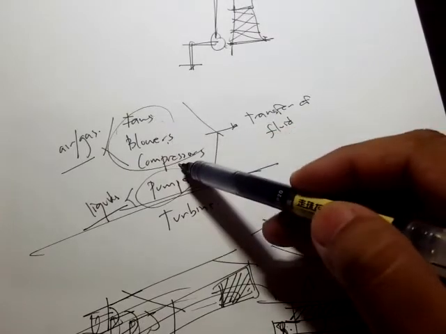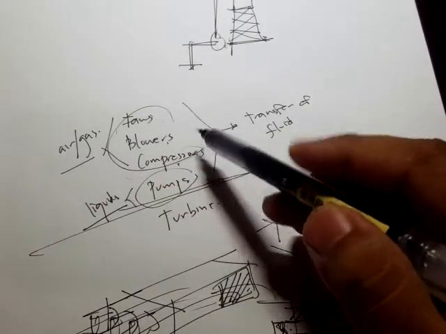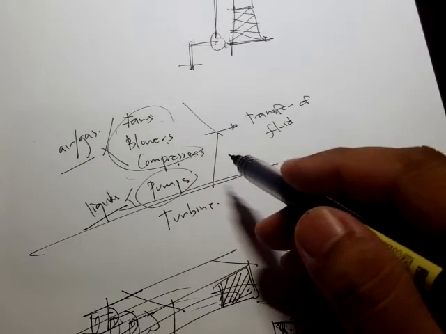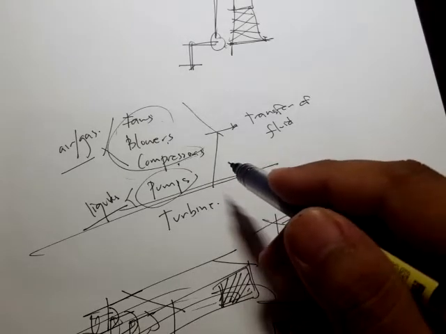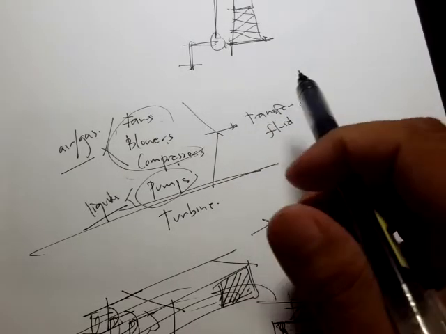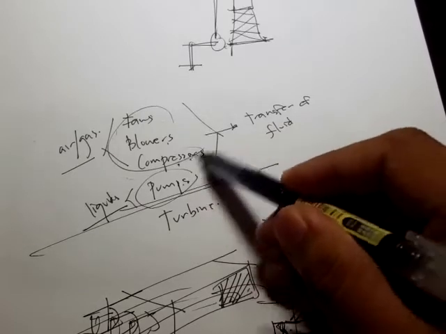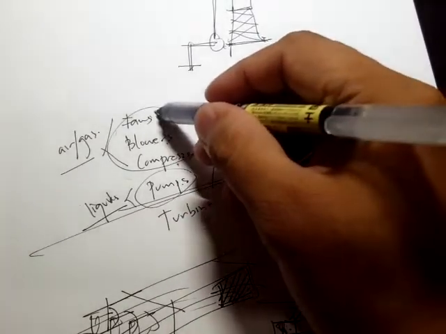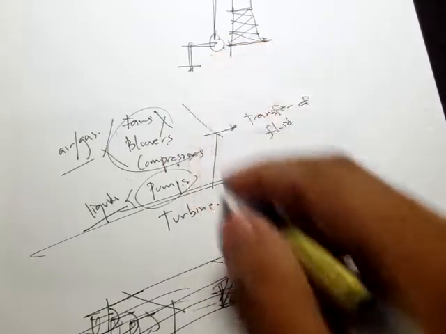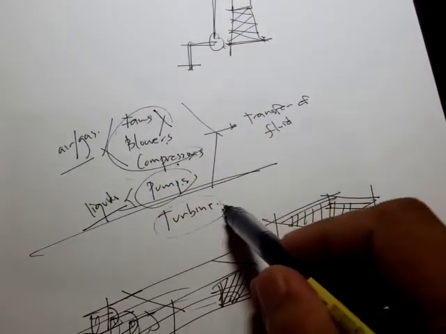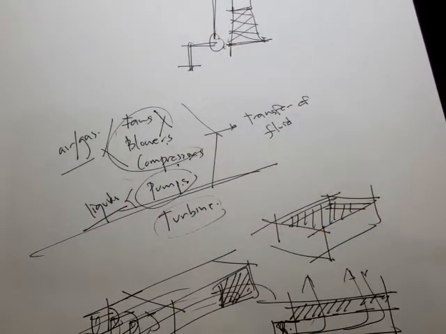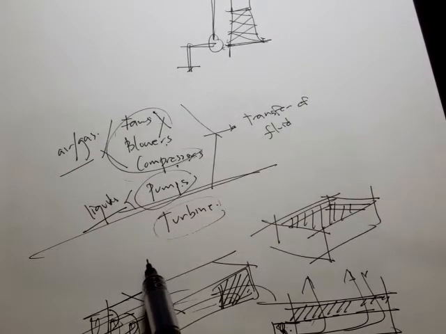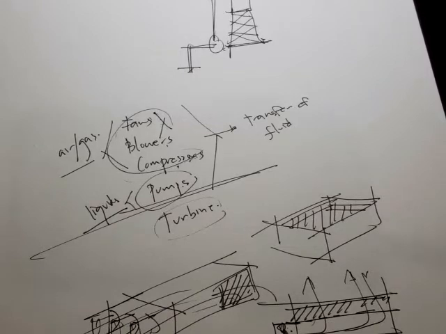So again, fans, blowers, compressors. For compressors, usually you can see these also in processing equipment and, what else, hydraulic and pneumatic equipment. But we'll limit our discussions to fans and blowers only. And for these turbines, this is a fluid machine wherein we want to extract the energy from the flowing fluid.